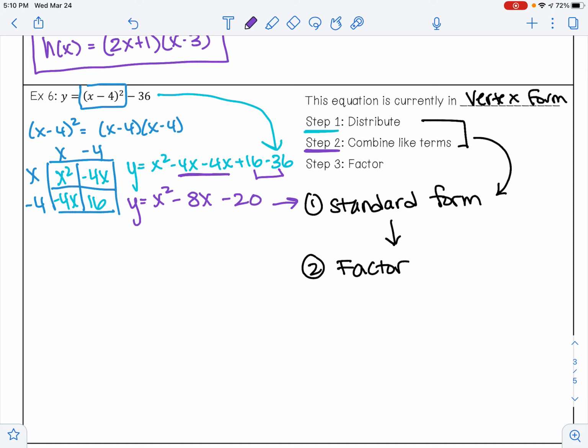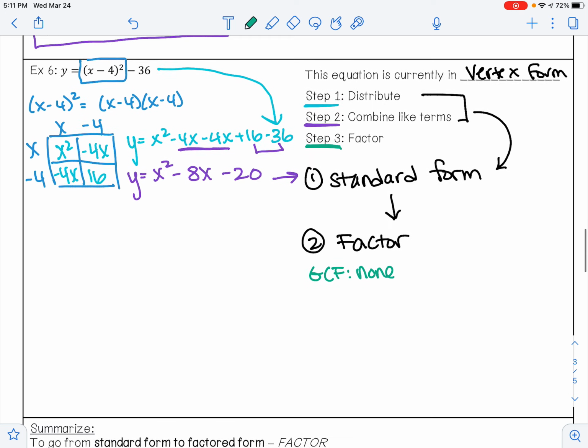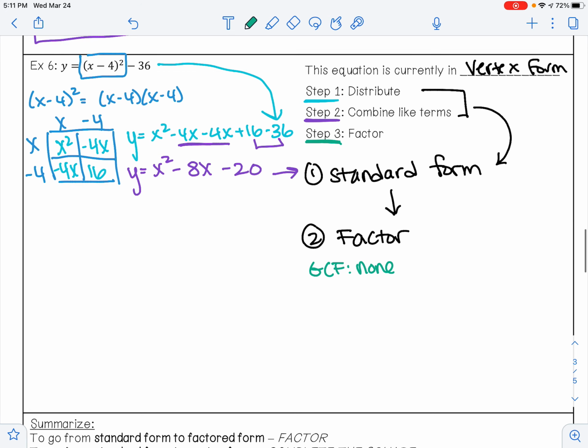To go from standard form to factored form, we need to factor. Your first step with factoring is to always look for a greatest common factor. Here, I do not have one. When you do not have a greatest common factor, I go straight to the area model. That is just my method of choice.